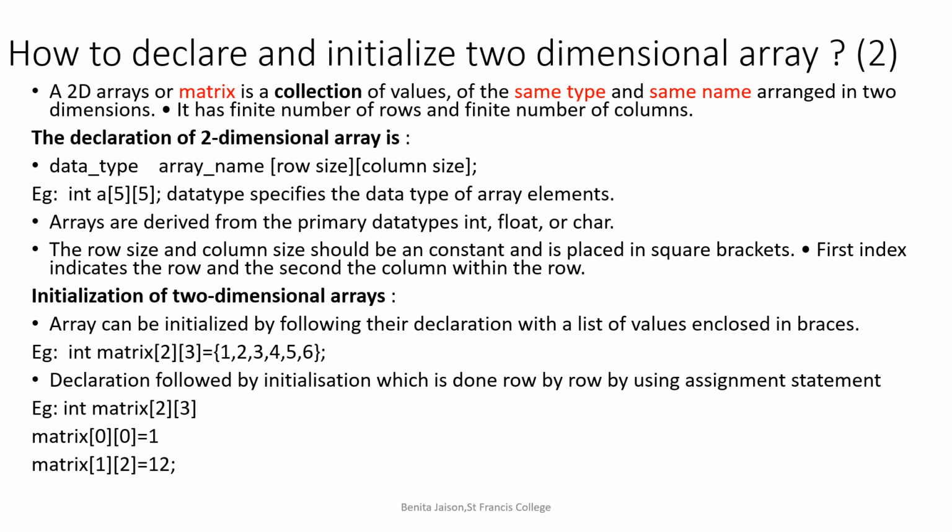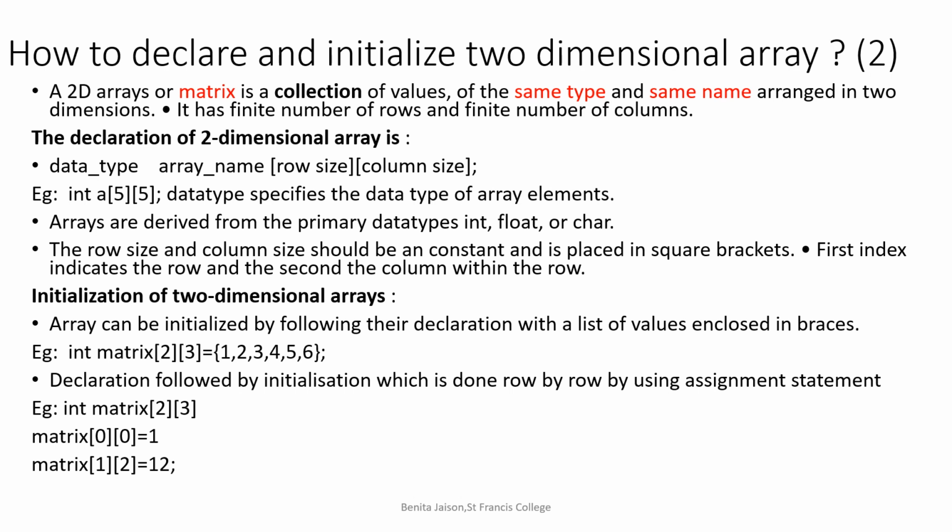So here we have to pass 6 elements, 1 2 3 4 5 6. The first 3 elements will be placed in the first row, and the following elements, 4 5 6, will be in the second row. So this will make up the matrix of size 2 rows and 3 columns. So this is for the direct assignment.